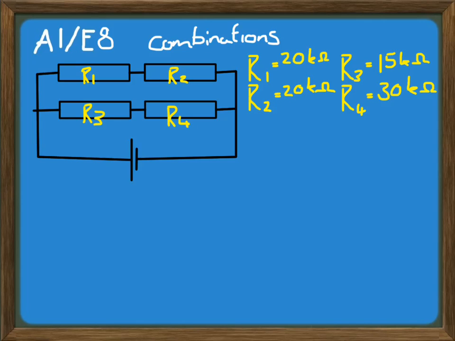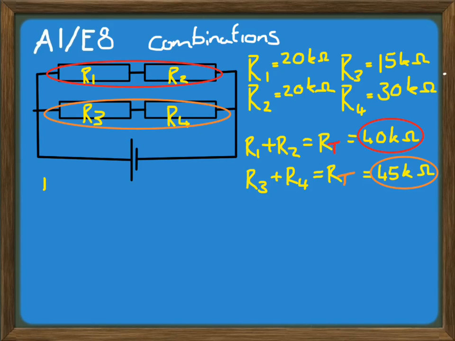We have 2 branches, both with 2 resistors in. So firstly, we need to identify the total resistance of the 2 resistors that are in series with each other. And we're going to come up with 2 different values, one for R1 and R2, and another for the branch with R3 and R4. I've drawn a circle around the 2 different branches, and I've substituted in some values and worked out the answers, although they're not written down there. Feel free to check the answers yourselves.